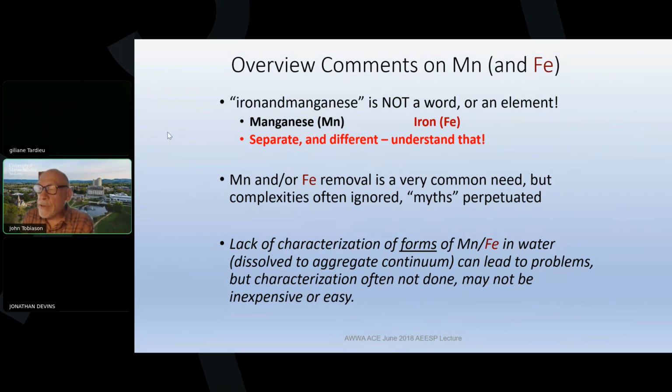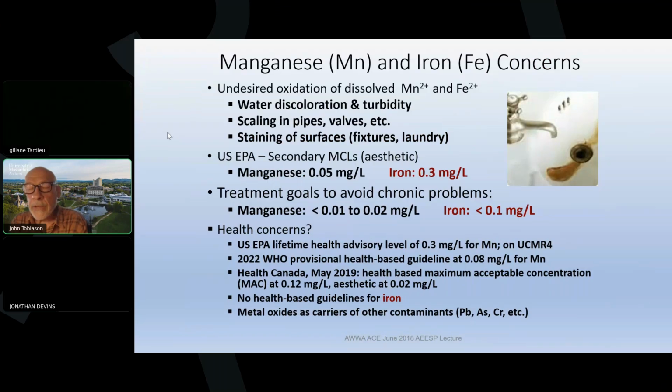The concerns arise largely due to aesthetics: discoloration of fixtures, turbidity, scaling, staining surfaces. And we have US EPA secondary limits, or aesthetic-based limits, of 50 micrograms per liter or 0.05 milligrams per liter for manganese, and 300 micrograms, 0.3 milligrams per liter, for iron.